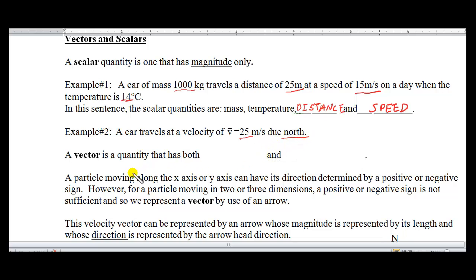So now you should be able to tell me the definition for a vector quantity. It's a quantity that has both what and what. So push that pause button, and in your student supplement, fill in the blanks, or if you just have a piece of paper, write down the answer to this particular question.